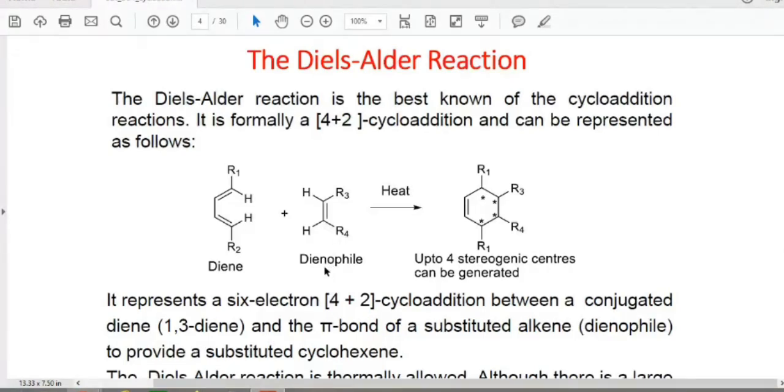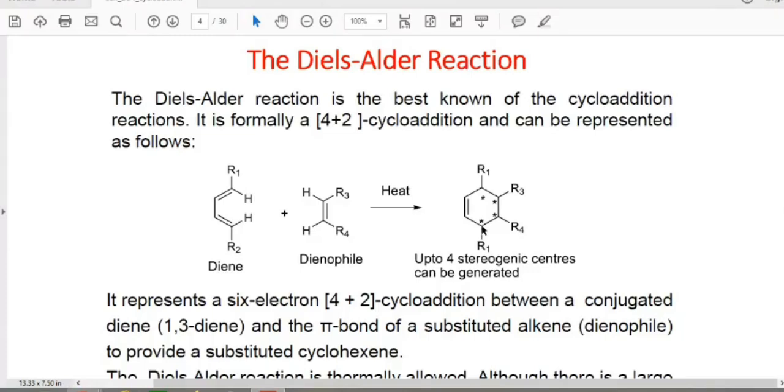So when the dienophile and the diene combine in the presence of heat, what is happening here? A ring structure is formed, a new ring structure. It forms a carbocyclic ring with generation of 4 stereogenic centers. If you notice, a stereogenic center means a carbon that is attached to 4 different kinds of atoms or groups.